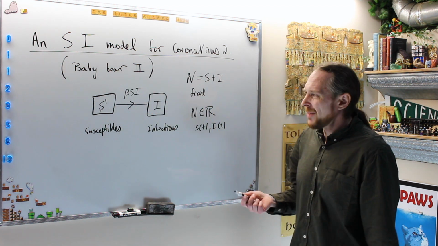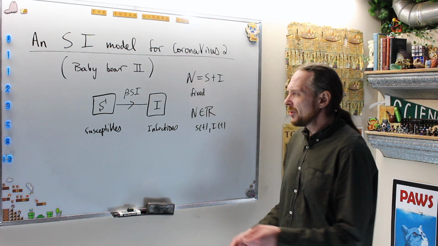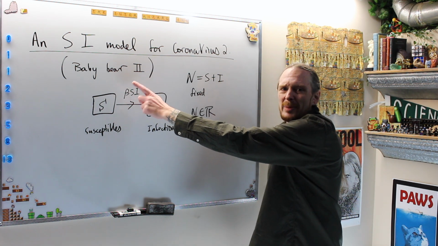This is called classically bilinear incidence. This is what almost all models use. Any other video you watched on YouTube, they're doing versions of this too, beta SI.